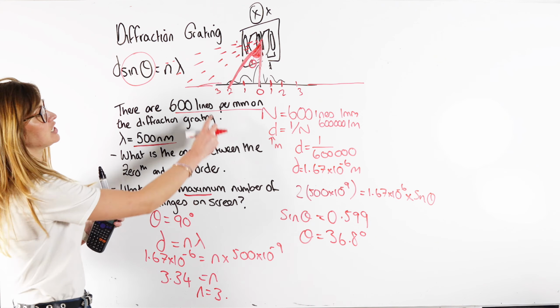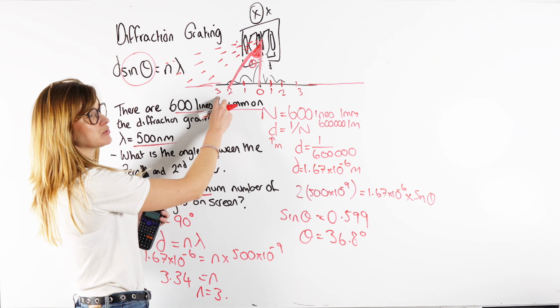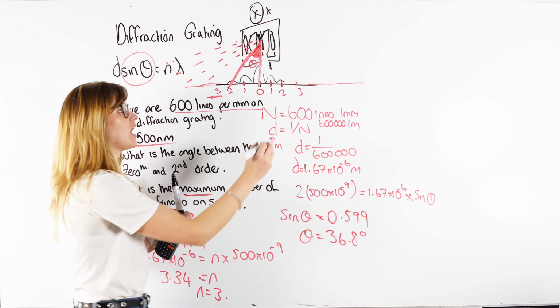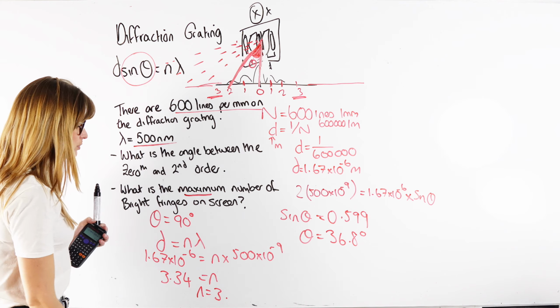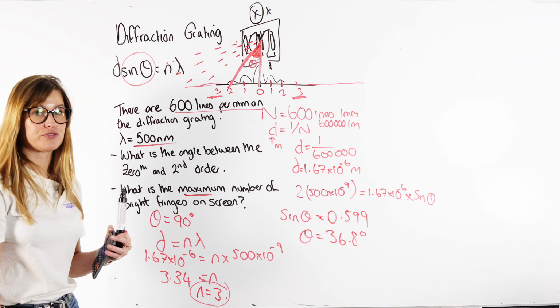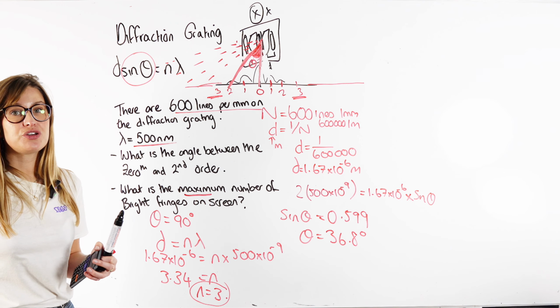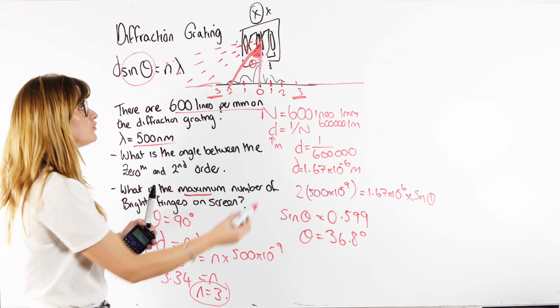So what I'm saying is actually the maximum order I can get is only up to 3. So I get 3 on one side and 3 on the other. That's the key thing to remember. A lot of people leave it here and think you see 3 bright fringes. You don't. The order number is 3. Then a lot of people think I just multiply by 2 and I get 6 bright fringes. But it's not, because you forgot 0.